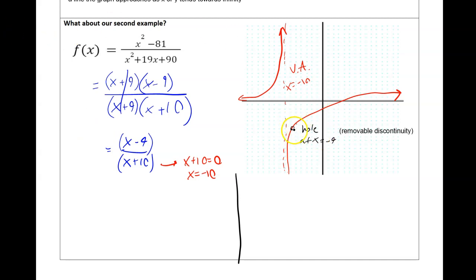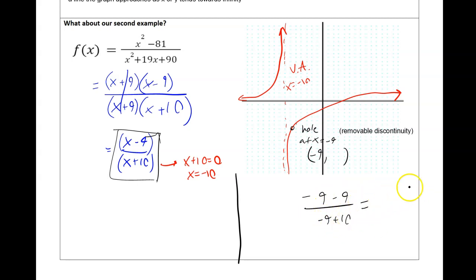Notice, though, this is like kind of a point, right? So this definitely has a y-coordinate that goes with it. So it's at negative 9 comma something, and we want to figure out what that something is. Well, to do that, we're going to take this, right? And we're going to plug in negative 9 minus 9 over negative 9 plus 10. And what do we get? Negative 18 over 1 is negative 18. So that's the y value that goes with that hole. So the function approaches that value from both sides, but doesn't touch it, skips over that because it makes the denominator equal to 0.